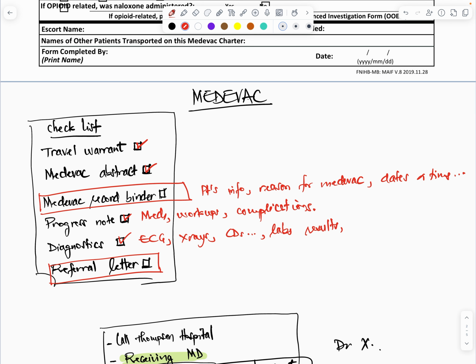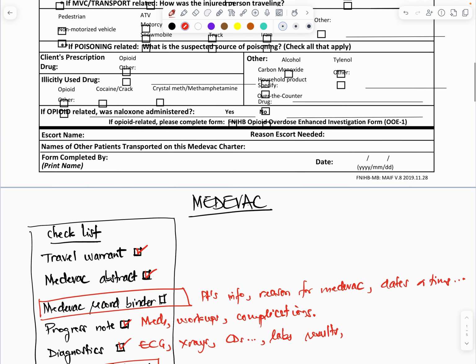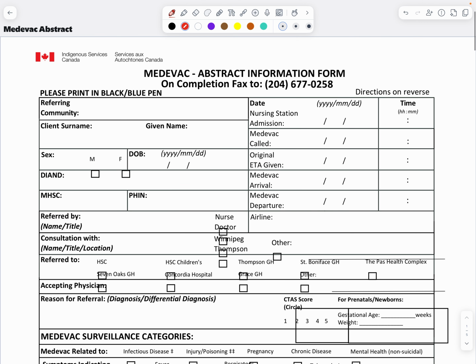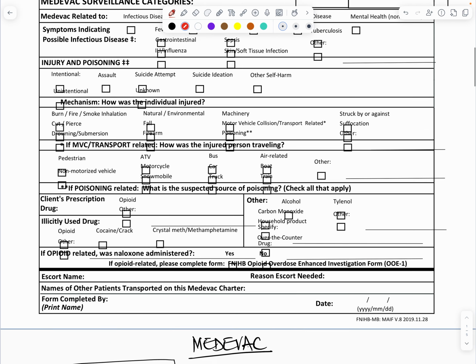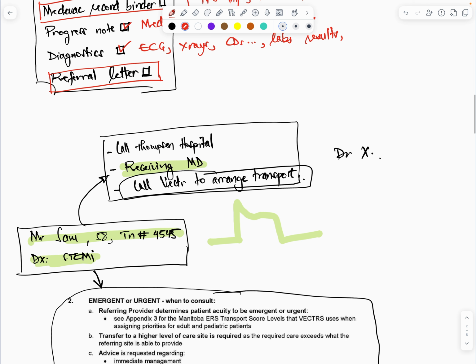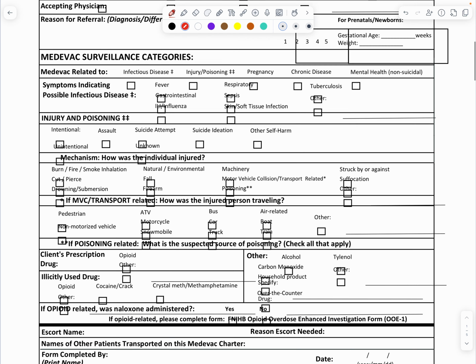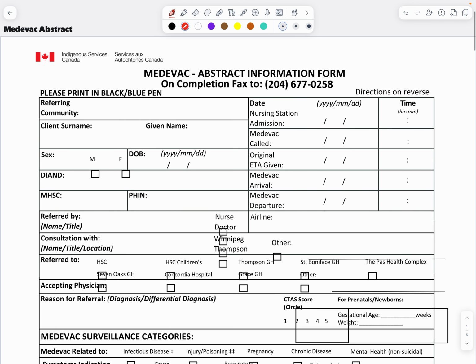Now, to conclude this little revision here, I would like to go over a Medevac abstract form, okay? So we are sending away our patient. His name is Mr. Sam. He's 58. His treaty number is 4545, and he's being transferred because of a STEMI. Let's say he is going to Thompson, okay? So what are the expectations when you fill the Medevac abstract?